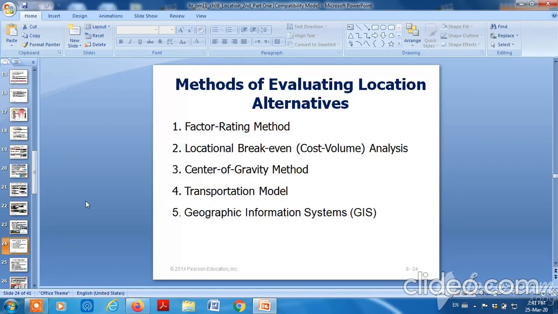Methods of evaluating location alternatives. Here we will learn a group of methods that can be used to evaluate the location alternatives. 1. Factor rating method. 2. Locational break-even cost volume analysis. 3. Center of gravity method. 4. Transportation model. 5. Geographic information systems, GIS.